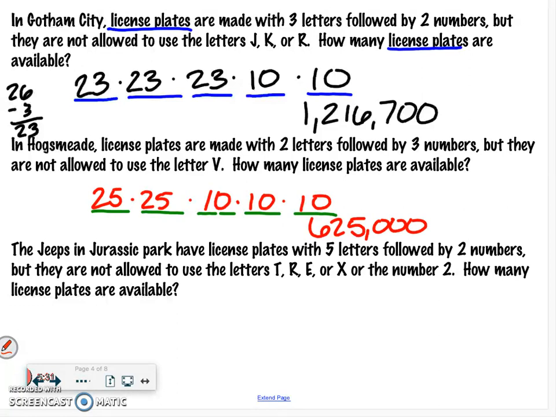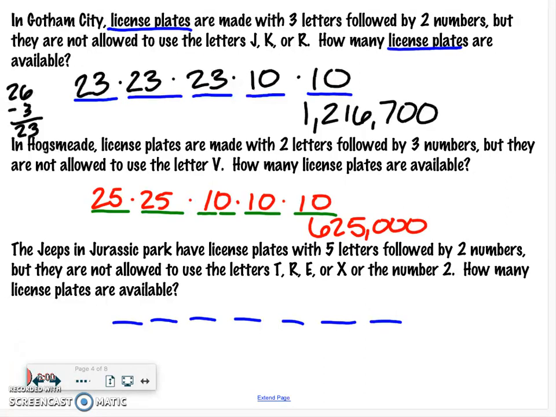Okay, and the last one of this type of problem is Jeeps in Jurassic Park have license plates with 5 letters followed by 2 numbers, but they are not allowed to use the letters T, R, E, or X, or the number 2. So how many different license plates are available? So we go ahead and start with our lines. We have 5 letters, 1, 2, 3, 4, 5, followed by 2 numbers, 1, 2. Now from there, we fill it in.